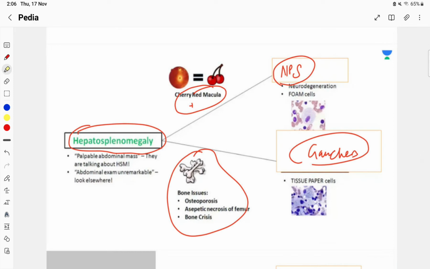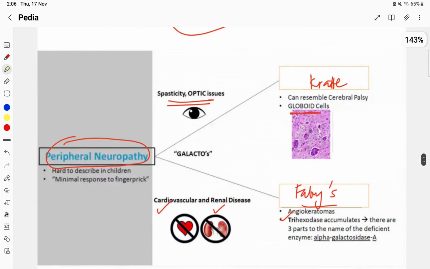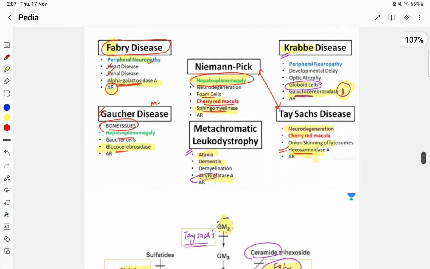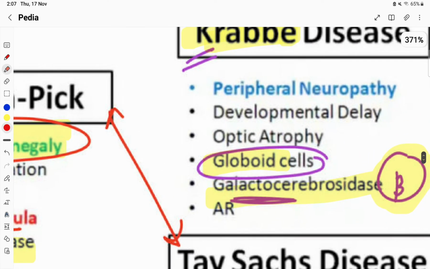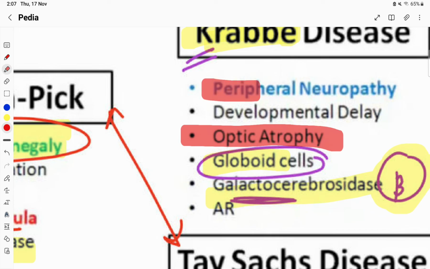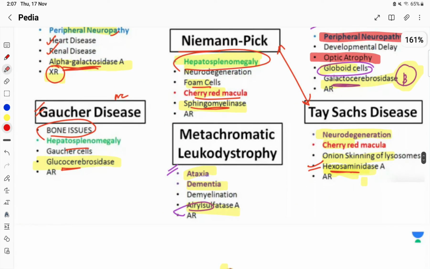So this is kind of a quiz for you. Whenever there's hepatosplenomegaly, and a cherry red spot with hepatosplenomegaly, it is Niemann-Pick, but hepatosplenomegaly and bone issues is Gaucher's. Peripheral neuropathy is given, and it is saying optic issues, then it is Krabbe. Spasticity and optic issues, it is Krabbe. I didn't tell you, this is important for Krabbe: optic atrophy will be given there, peripheral neuropathy will be given.